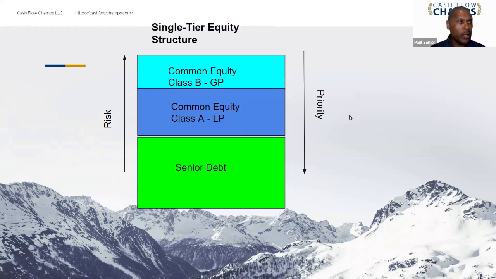Let me touch a little bit on the single tier equity structure, right? This is really the most common structure used in apartment syndication, where you have your senior debt, and your senior debt here typically accounts for about 55 to say 75% loan to value, right? And if you notice, there is no mezz debt here, and there's no pref equity in this structure. So what you have here typically is your senior debt and your common equity.